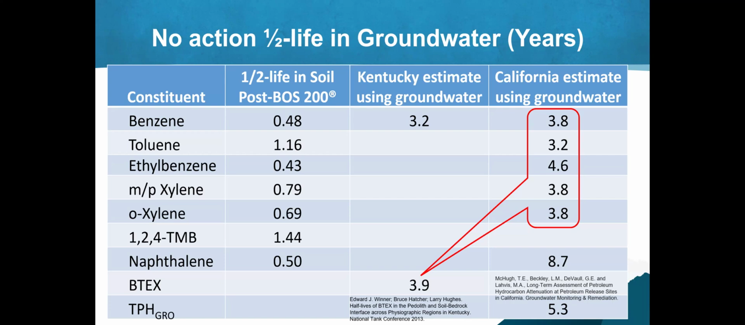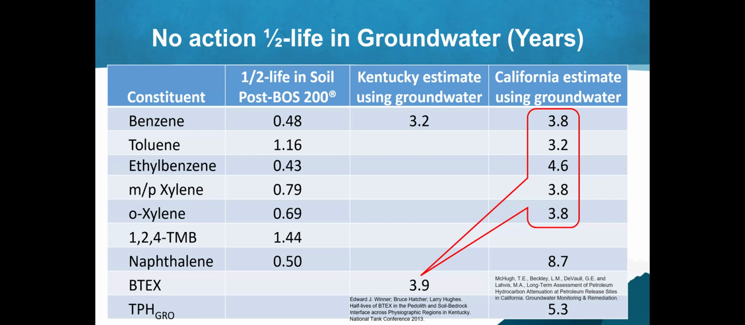And then we did BTEX. I think we actually did these other constituents. I'd have to go back and look at the data and see. But nevertheless, BTEX as a whole was 3.9 years. There's a published California study by Tom McHugh and company that shows in California, no action, you haven't done anything. What's the half-life? It's 3.8 years.